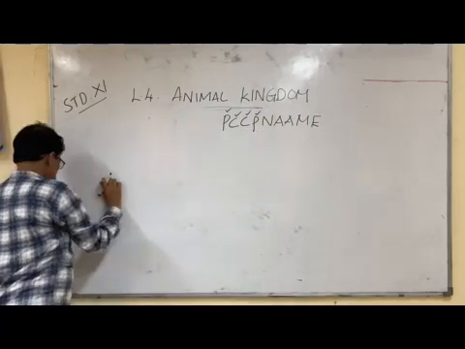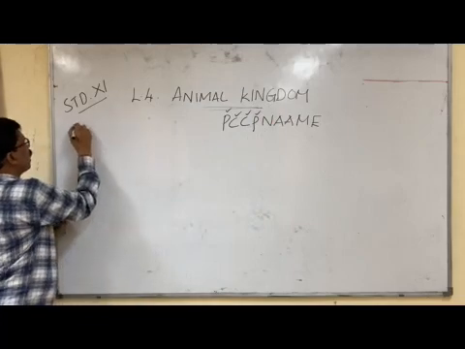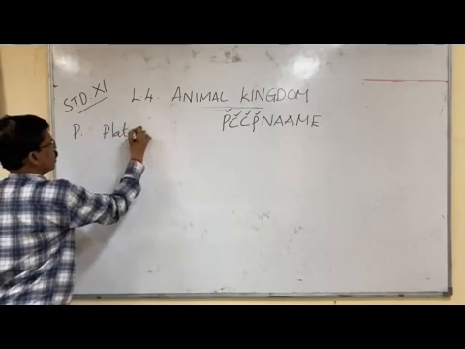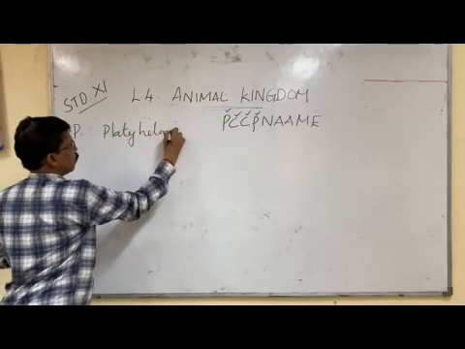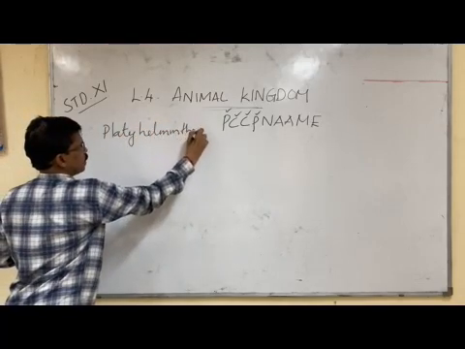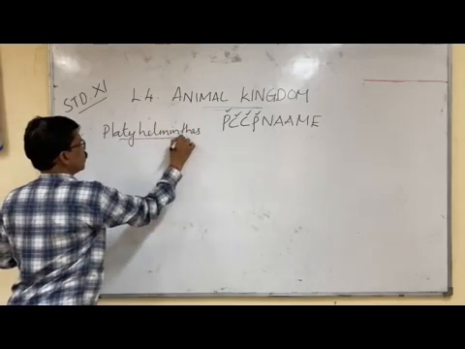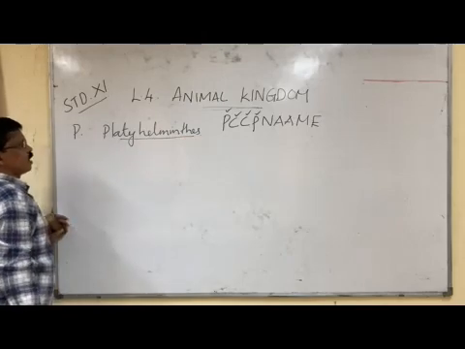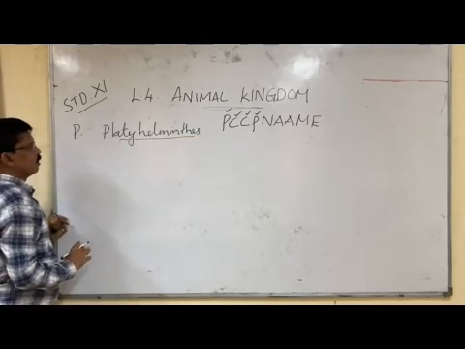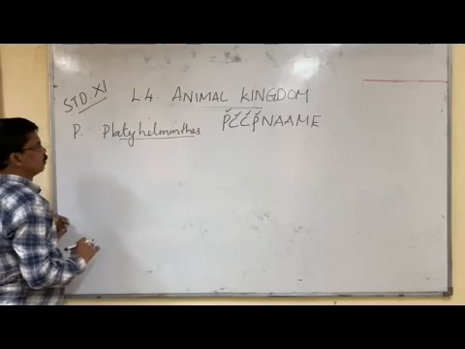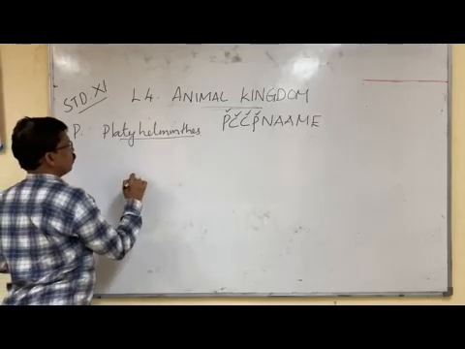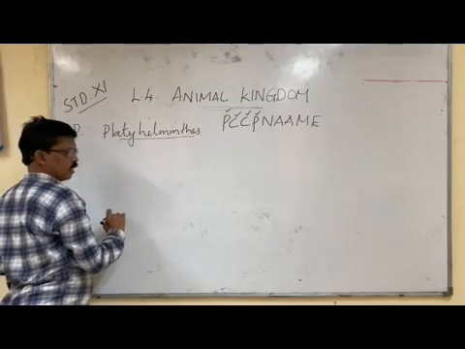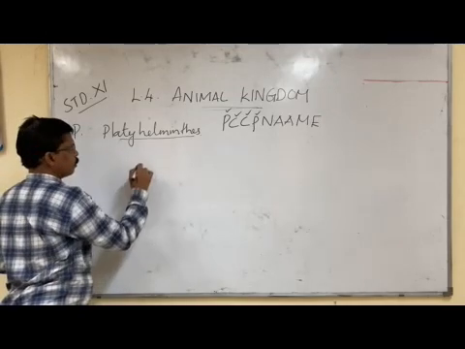Platyhelminthes. Phylum Platyhelminthes. The spelling is also important because these are the new terms you might not have studied in class 9. So what are the features of Platyhelminthes? Let me write the examples. Flatworms. Flatworms include tapeworm, liver fluke, and planaria.